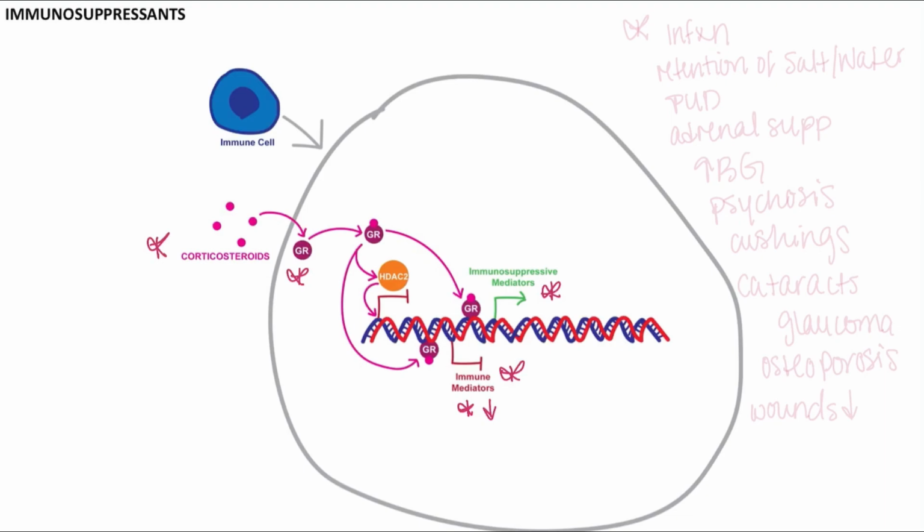So while these agents are potent, remember that they come with a lot of concerns. So first, they are immunosuppressants, so there's going to be that risk of infection. But because they are steroids and they look like cortisol, they are also going to throw off a number of other steroid hormone feedback loops. So some of the major adverse drug reactions to be aware of are beyond infections. We're going to have the retention of salt and water, potentially leading to edema and hypertension, peptic ulcer disease, adrenal suppression.